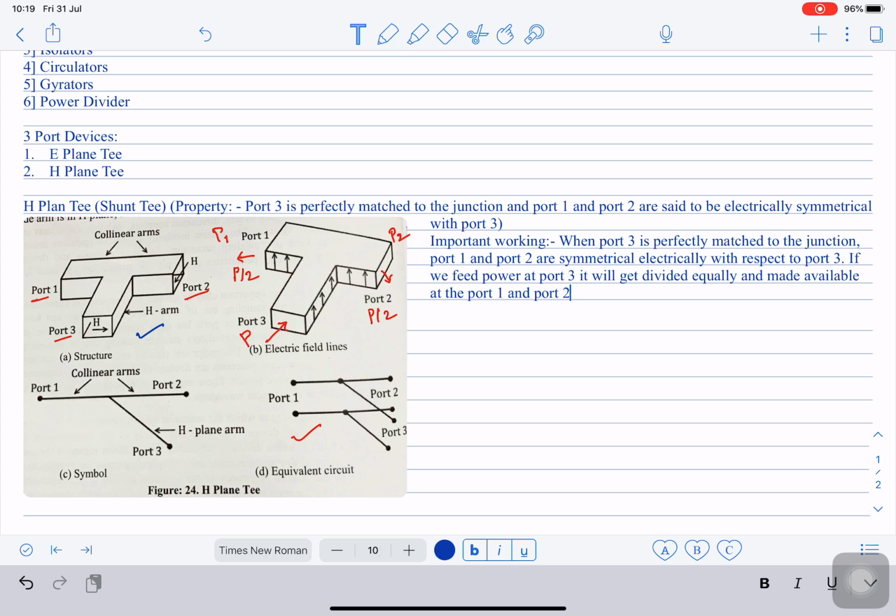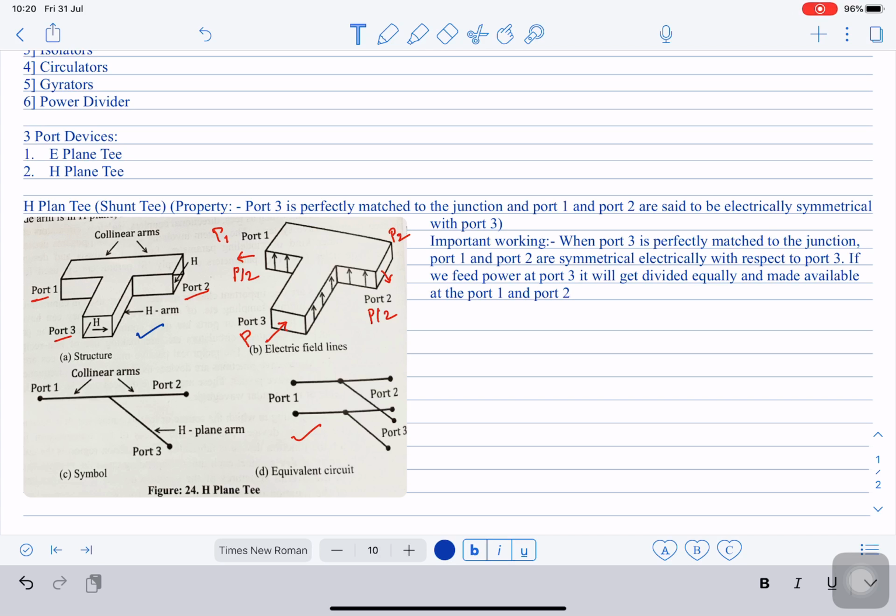So how does the H plane T work? The H plane T works as a microwave power divider, or you can say it works as an equal power splitter with the same sign convention. Whatever power you feed at port number 3 will get divided and made available at the remaining two ports, port number 1 and port number 2. These two powers are equal in magnitude and also carry the same sign, please remember. That's why they are known as electrically symmetrical.